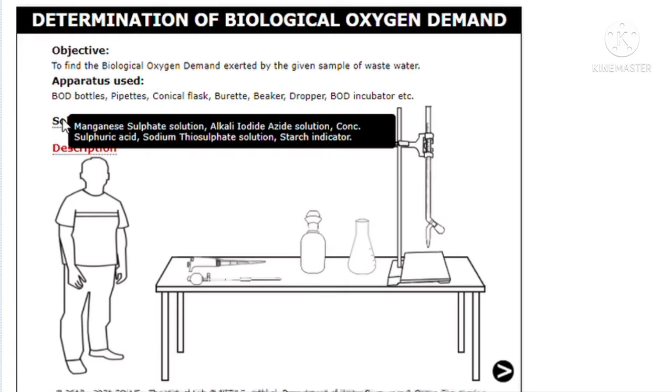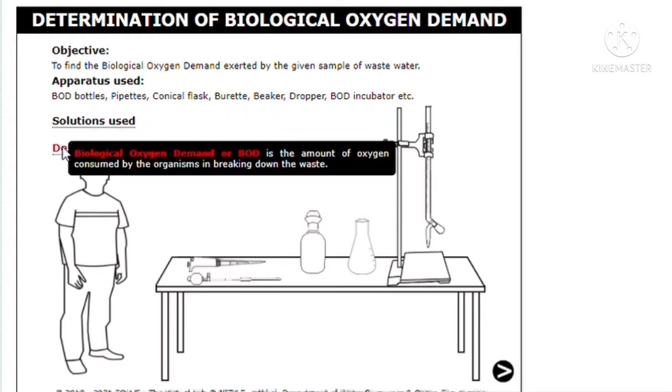Solution used: manganese sulfate solution, alkali azide solution, concentrated sulfuric acid, sodium thiosulfate solution, and starch indicator. Description: biological oxygen demand, or BOD, is the amount of oxygen consumed by the organisms in breaking down the waste.